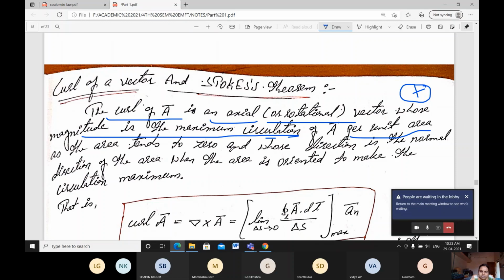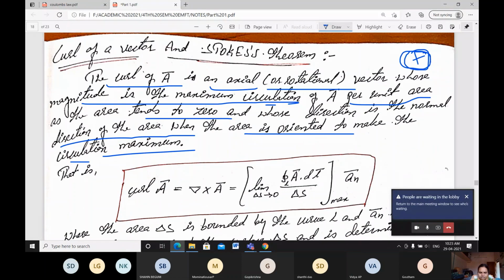As the area tends to 0, and whose direction is in the normal direction of the area, when the area is oriented to make the circulation maximum. The area which gives the maximum magnitude for that charge. That is about our curl of a vector.